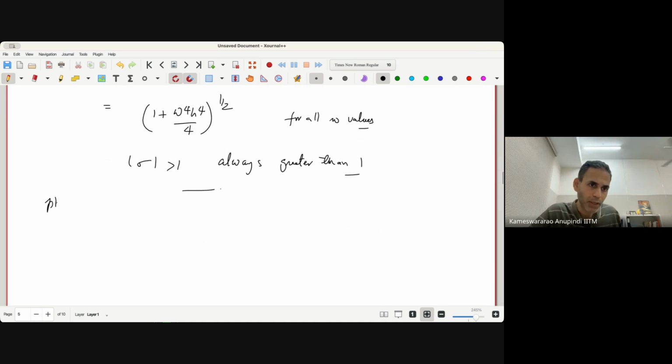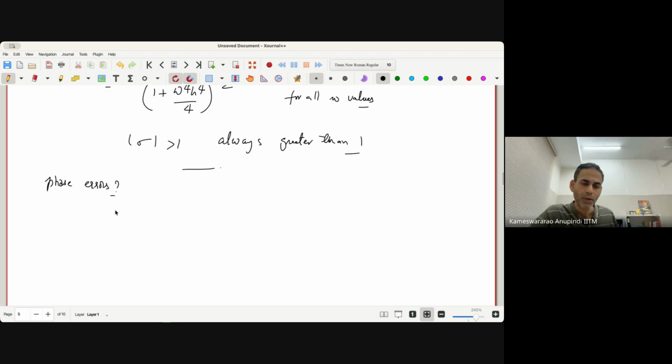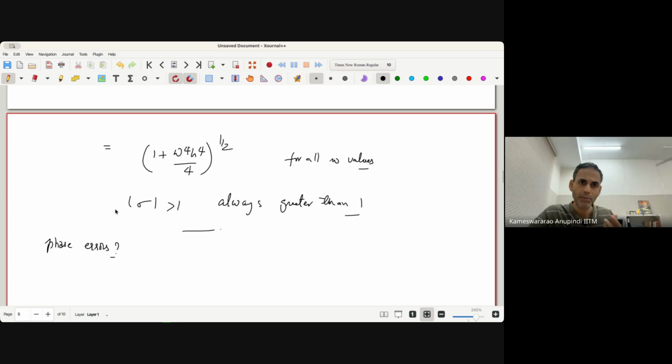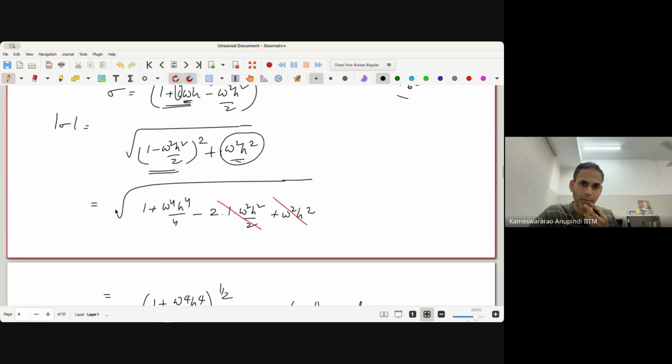We have been looking at the amplitude errors till now. What about the phase errors? Essentially we said that to calculate the phase errors, we will again look at purely oscillatory problems.